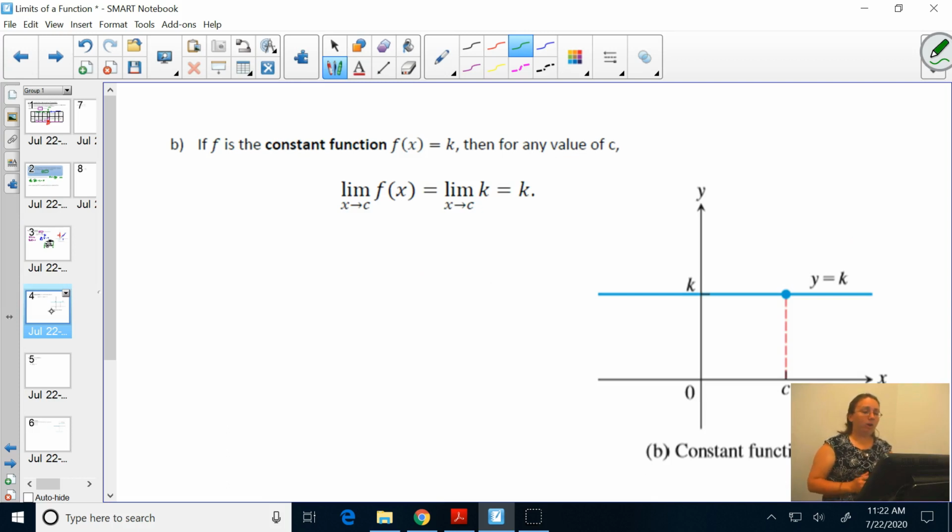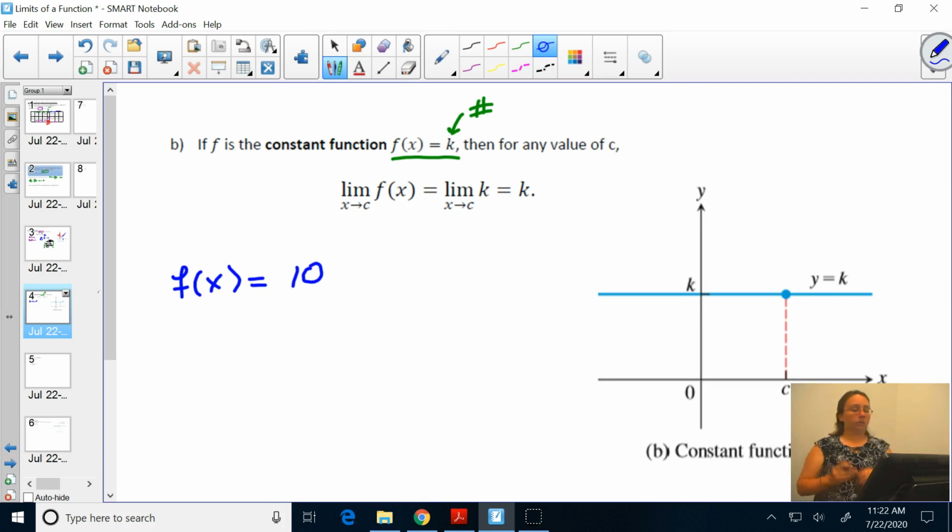So here we have what's called the constant function. f of x equals k. k is a number. Any number is constant. Pick a number, plug it in there. So for example, if I want to do f of x equals 10, 10 is my constant. What does this function say? It says plug in an x. No matter what x you plug in, the answer will be 10.